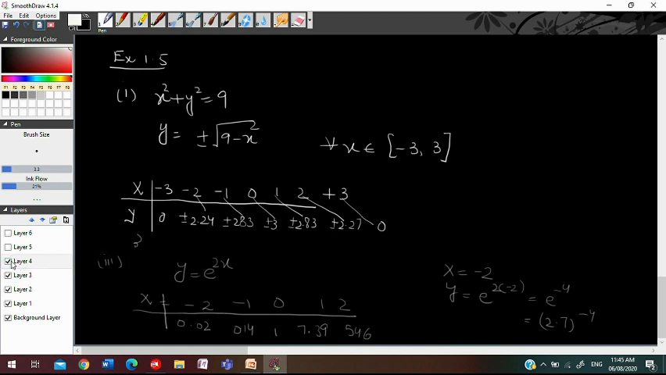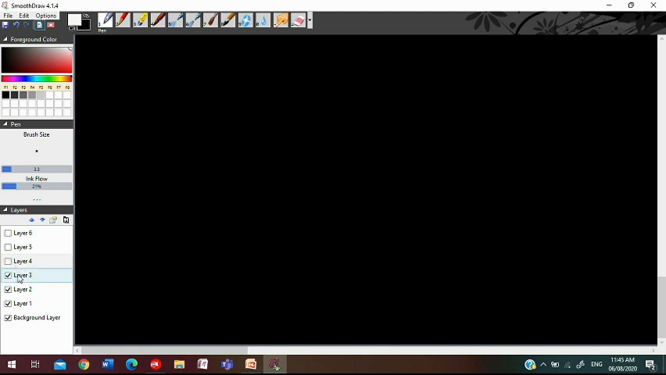When you join the graph of this function, take some values on the x-axis and y-axis, and you can see you are going to get this type of graph for y is equal to exponential 2x.